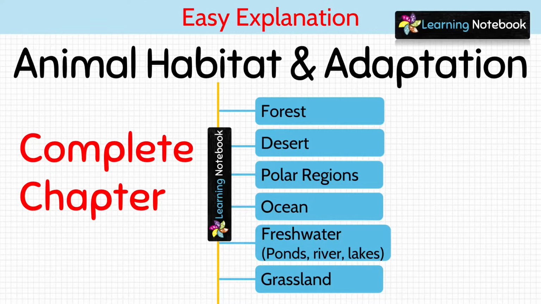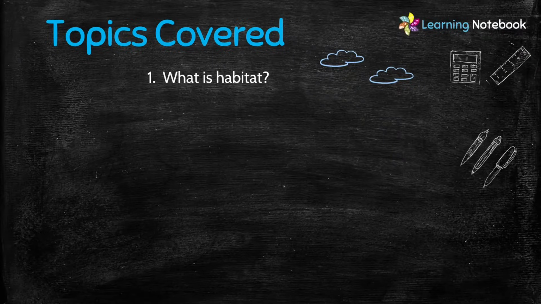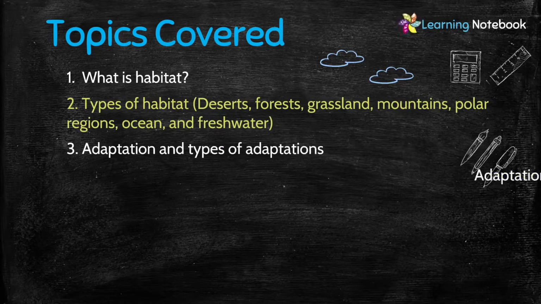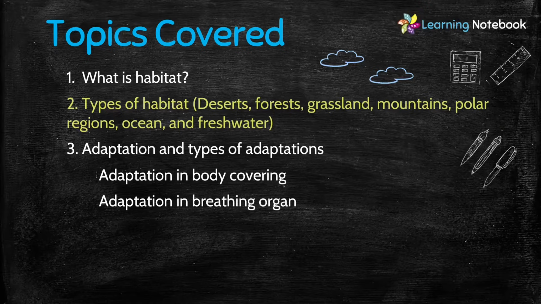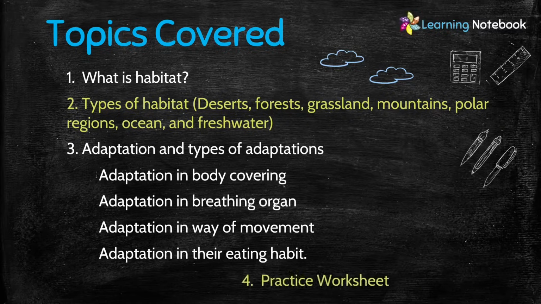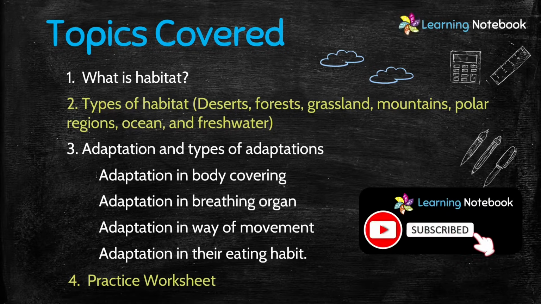In today's video, we are going to do the complete chapter of animal habitat and adaptation. So let's start. Let's see what all topics we will cover today in this video. First, we will understand what is habitat. Then we will learn types of habitat, that is deserts, forests, grassland, mountains, polar regions, ocean and fresh water.